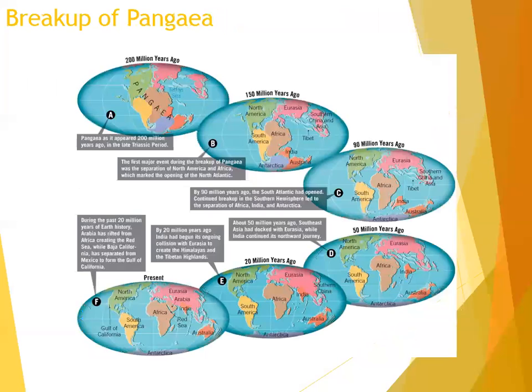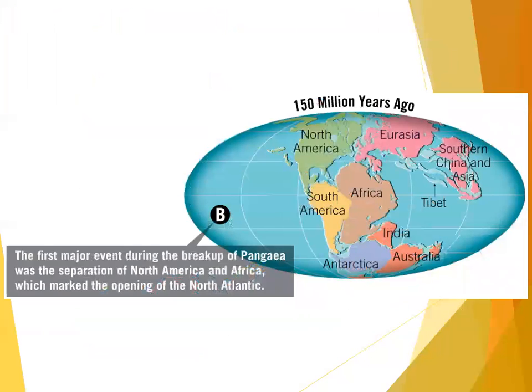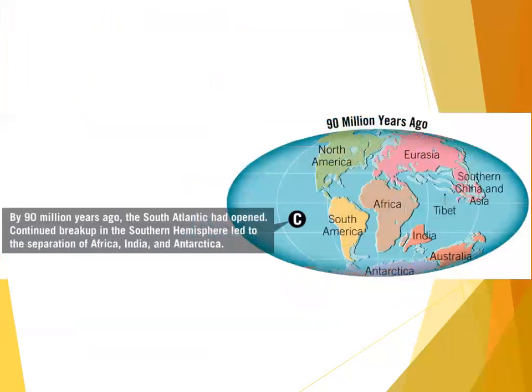So here we have the pictures. We're going to go through each very quickly. The first thing that happens is North America and Africa are going to separate from each other. And you can see they have separated in this picture. Next is South America and Africa separate. India separates off. Antarctica and Australia start moving on their own.